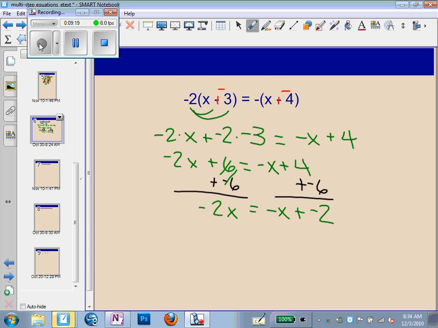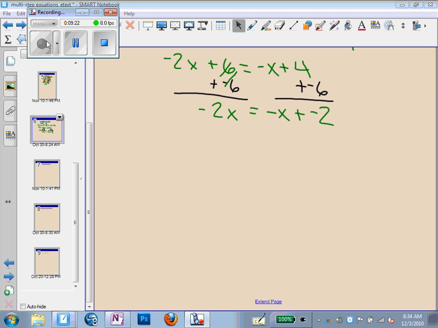So the next thing we do is we want to get rid of that negative x on the right-hand side. We don't want any variables on the right-hand side, so we're going to add the opposite to both sides. We're going to add an x to both sides. That brings our variable over to the left-hand side and gets rid of it from the right-hand side. And we're adding because we're working with the opposite property, since we had negative x plus negative 2.